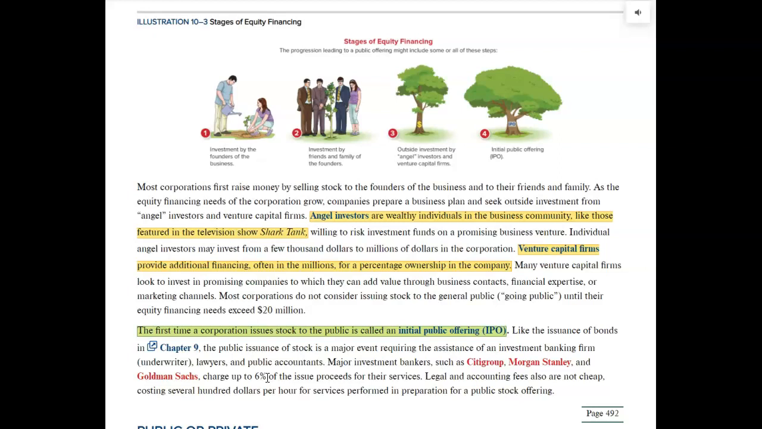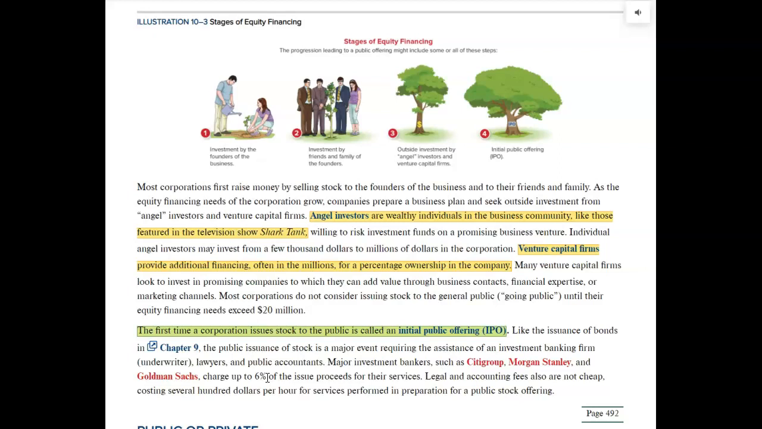So those are angel investors, individuals who have a lot of money and are willing to invest in a business for a return of part ownership in that business. Venture capital firms are companies that accumulate a lot of money and go around looking for companies to purchase or to invest in. Now, the first time a corporation issues stock to the public is called the initial public offering. In other words, IPO.